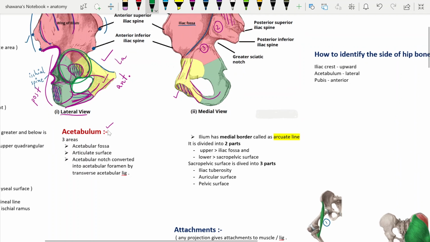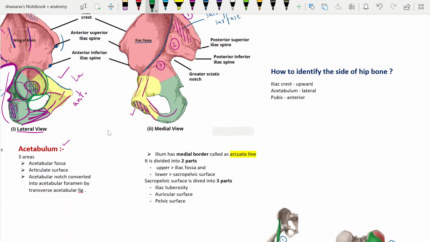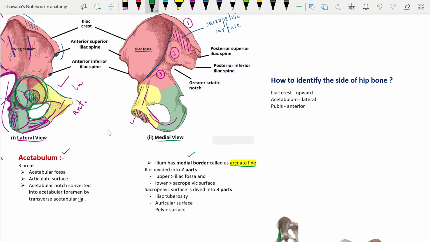The other thing we need to understand in the medial aspect is that the ilium has a middle border, which is known as the arcuate line. What is the arcuate line? It is only visible when we look at the ilium in the medial aspect. This is the arcuate line, which I am highlighting in green, and it divides the surface into two parts. This part and this part.